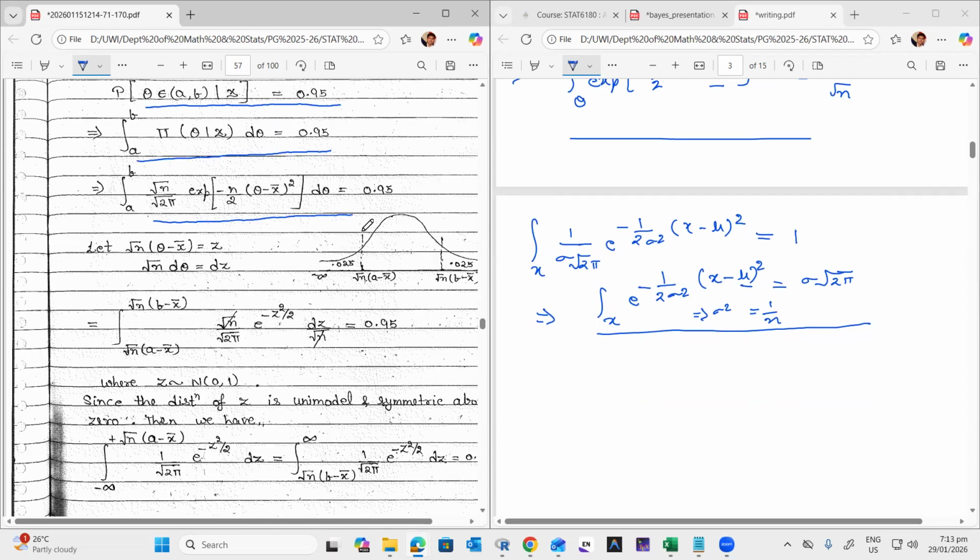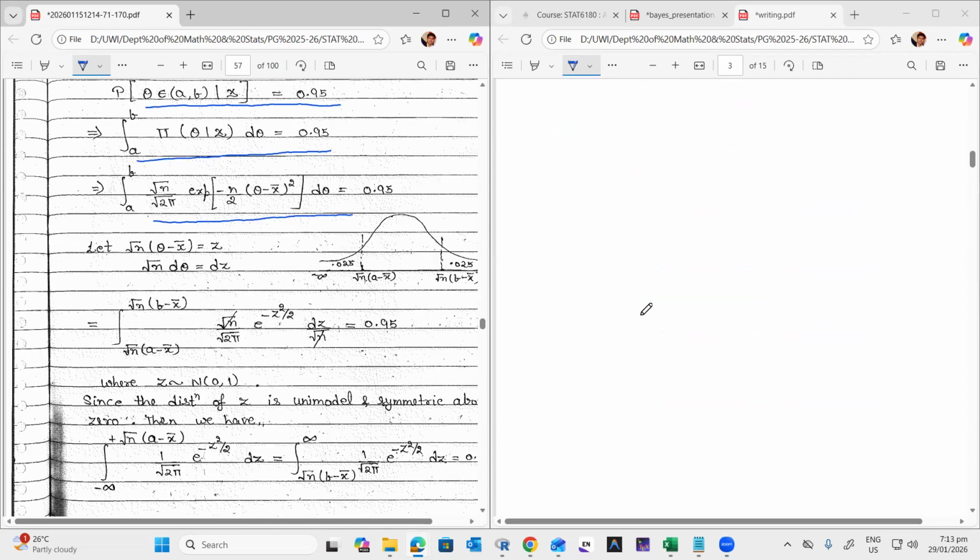So what we are going to do here, we will take under the root n theta minus x bar equals z. So when you find the derivative with respect to theta and z, by the chain rule of the derivative, it will be under the root n d theta equals dz, right? All of you have done this earlier, and we will put these values.